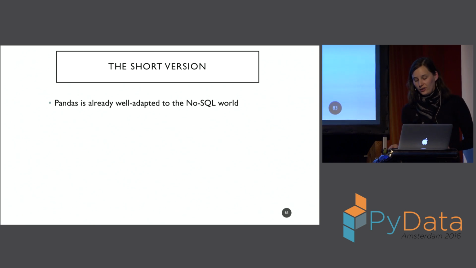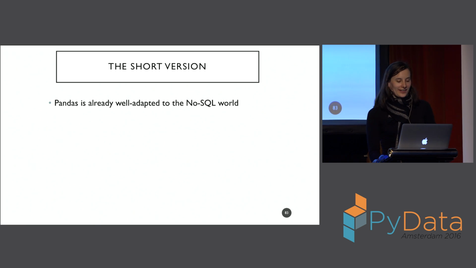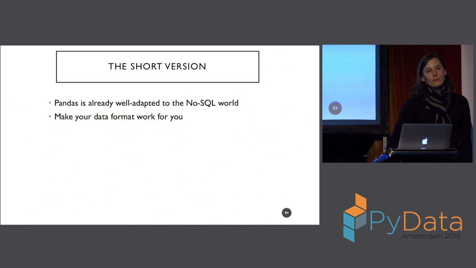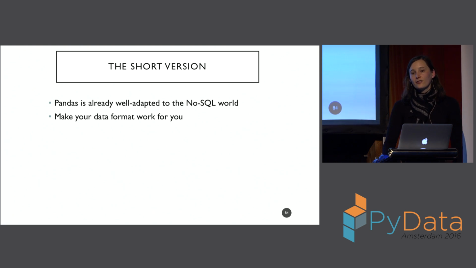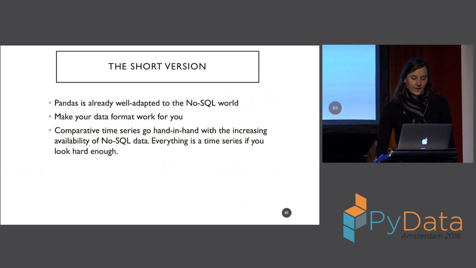So the very short version, skipping the boring JSON parsing: Pandas is already well adapted to the NoSQL world. It might not be super efficient for these sorts of operations. That's not what it was built for, but you can do anything. You can stuff any sort of custom object you want. Make your data format work for you. Remember that you are lazy. That is just normal, but since you're lazy, you want your data to be in a format that makes the interesting questions easy to answer.